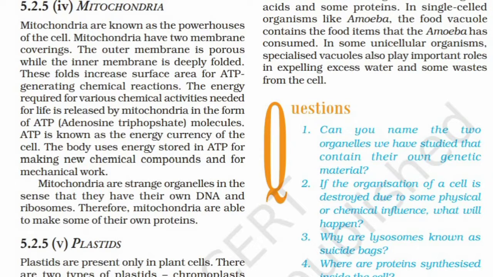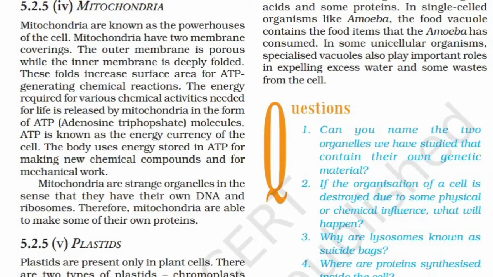Now how many membranes are there? For mitochondria there are two membranes. The outer is porous, it has holes, it has pores, while the inner membrane is deeply folded, it has folds. The membrane is folded all over, and because of this the surface area increases, and this surface area is used for ATP generating chemical reactions.